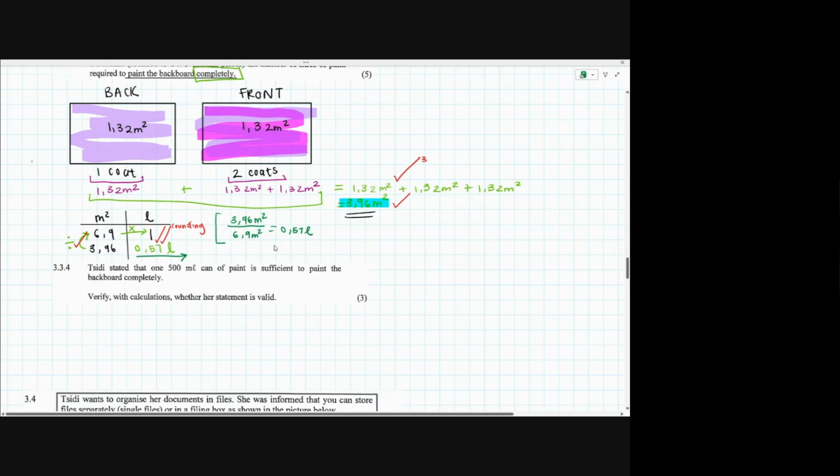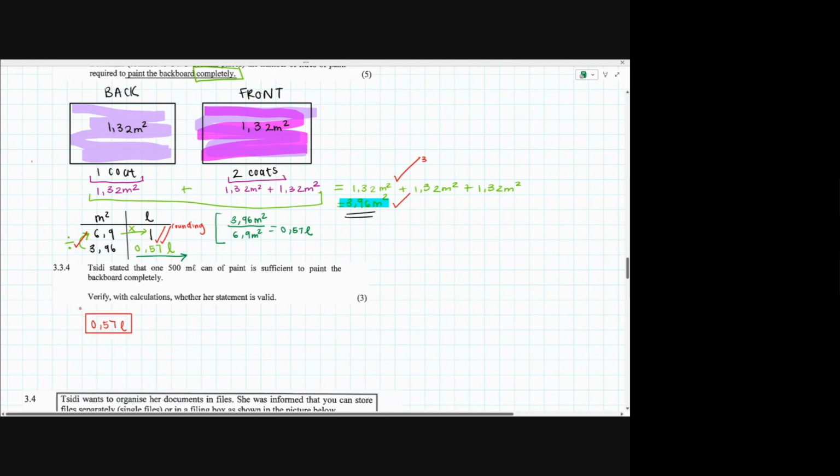So anyways, TD stated that 1 500 ml can of paint is sufficient to paint the backboard completely. Verify with calculations whether her statement is valid. Okay, now again, bear in mind what you have just worked out. You have just determined the fact that we need 0.57 liters of paint. That's what we need. We have just determined that.